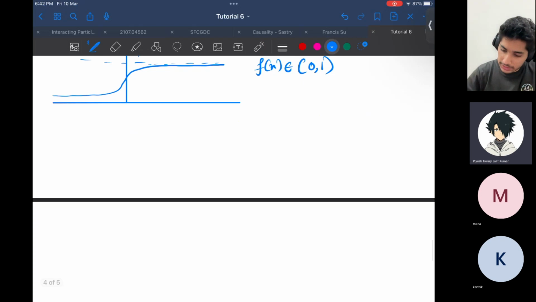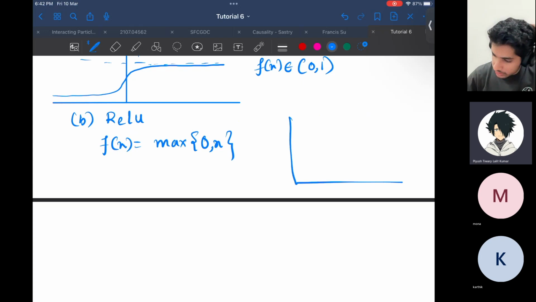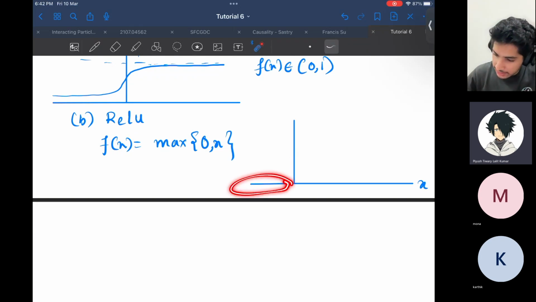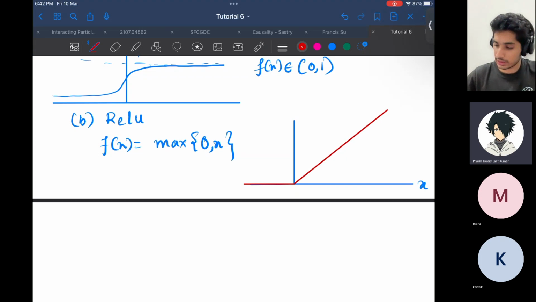Okay, so what is the next option? The B option is ReLU. What is ReLU? The function ReLU looks something like this. It is max of 0 comma x. You give something as input to it. When x is negative, it will continue to give 0 as output. However, as soon as x becomes positive, it will give you whatever the value of x is. This is what the ReLU function is.